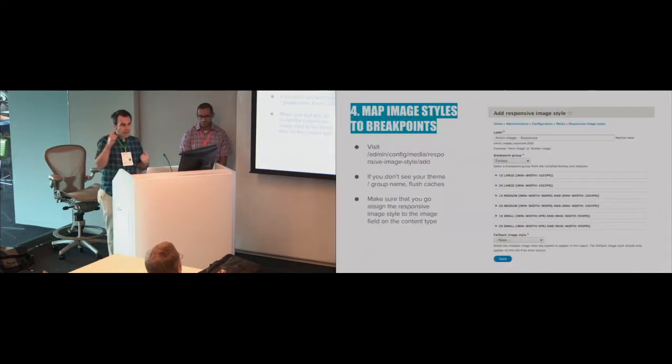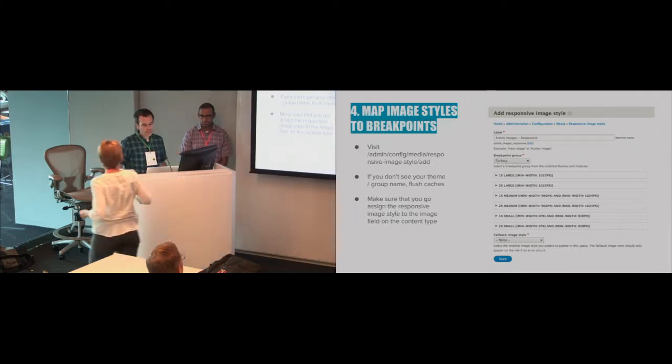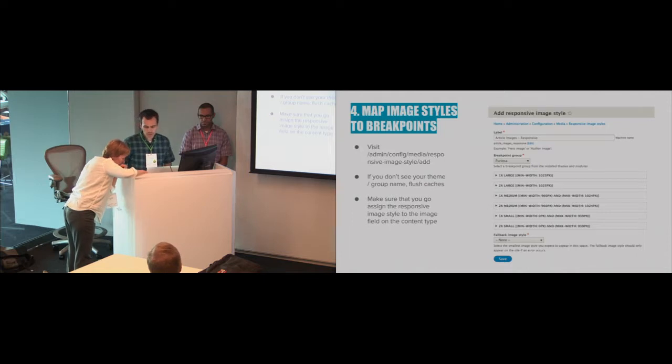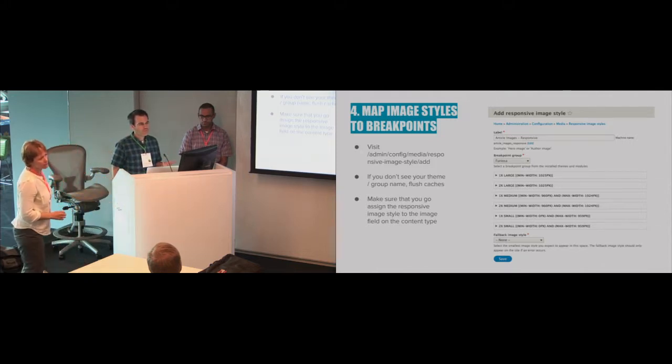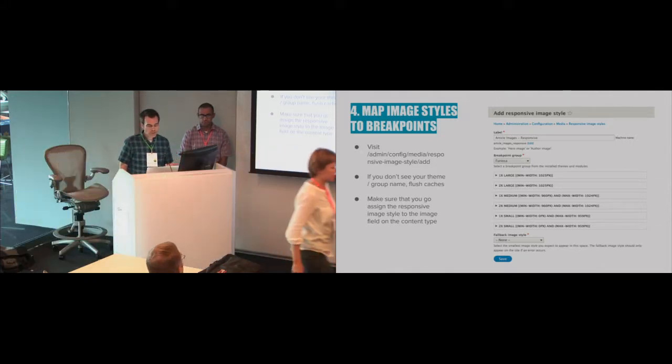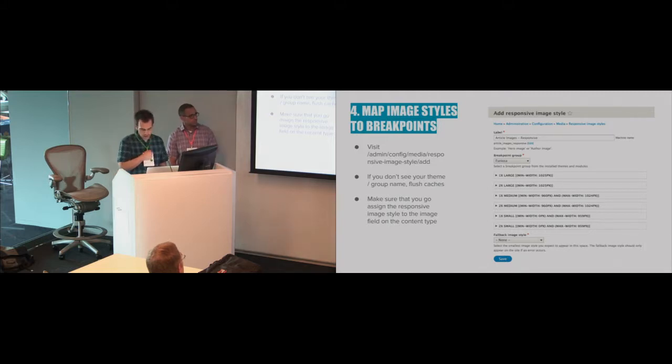So now we've created the image styles, we created the breakpoints, we have to map those two together, and that's kind of what makes the magic happen here. And this is what the responsive image module does. It gives you this screen. So if you visit this page, you notice these are the breakpoints that I created in my theme. I chose them in the breakpoint group drop down, those are my theme.